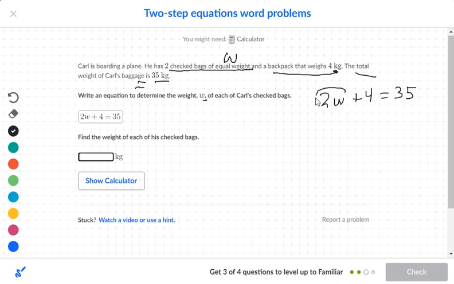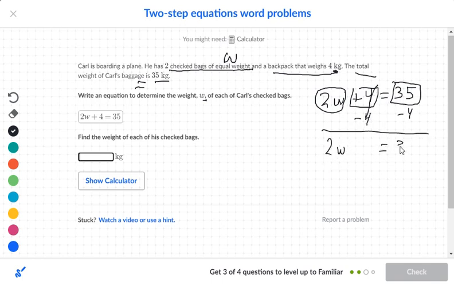So we're going to circle, we're going to box, and we're going to box. So we're going to get rid of the plus 4, so we make that a minus 4. These will cancel out, so this gives me 2W is equal to now 31. Go ahead and divide this by 2. So W, this is going to be a decimal.